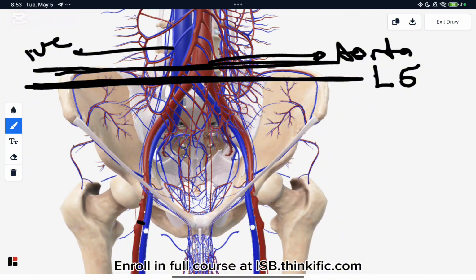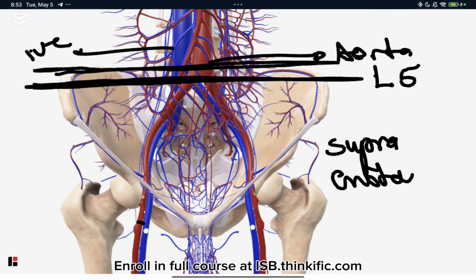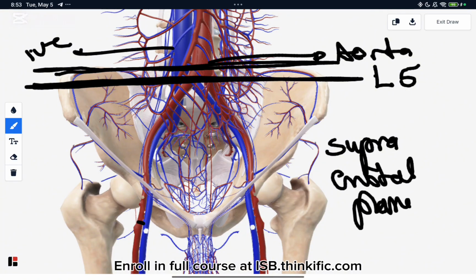Because this plane sits on top of the highest points of the iliac crests, we call it the supracrestal plane. Now, this plane is at the level of L4. It's above L5, right? It's the site where the aorta bifurcates. You can remember it: L4, aorta bifurcates into right and left common iliac arteries. It's also the same plane that we use to administer a lumbar puncture.